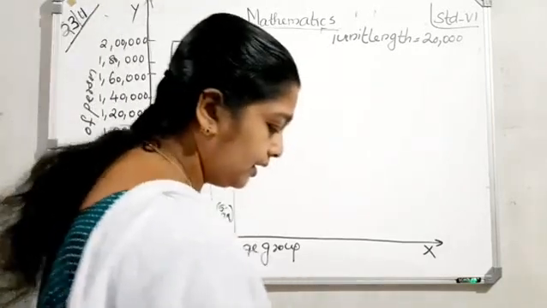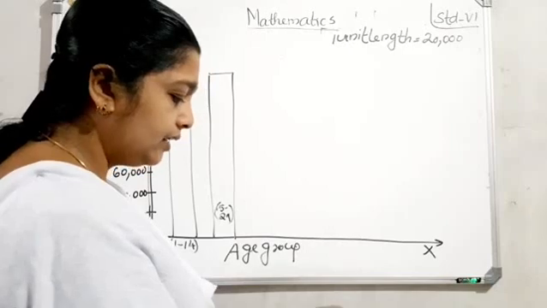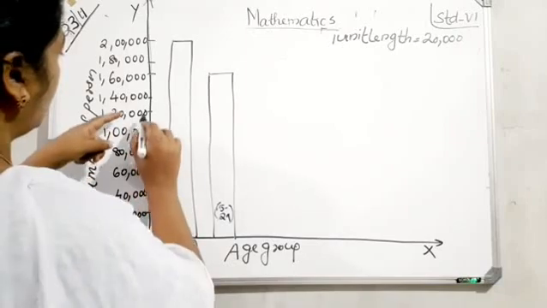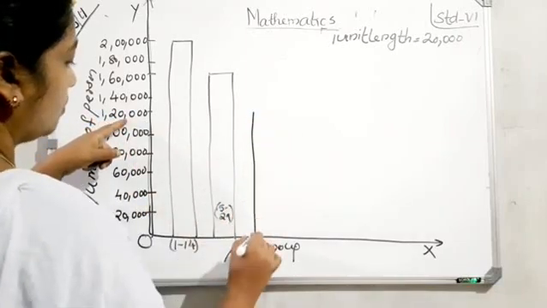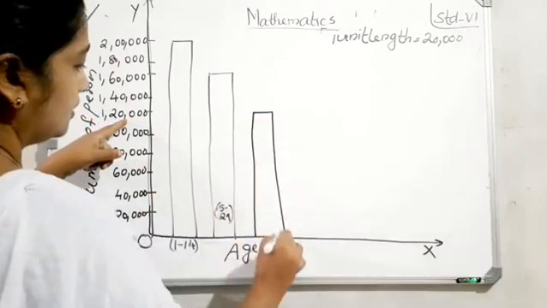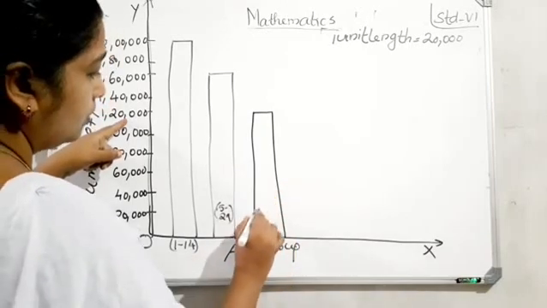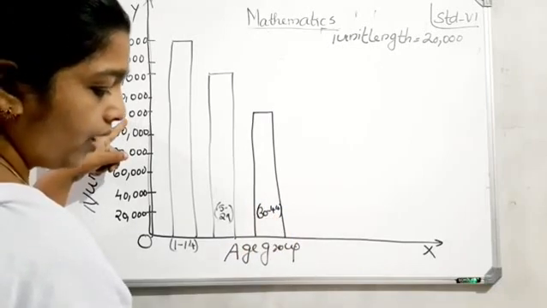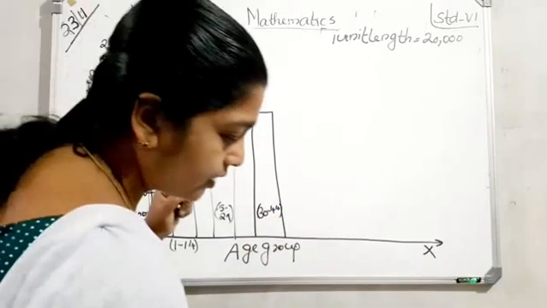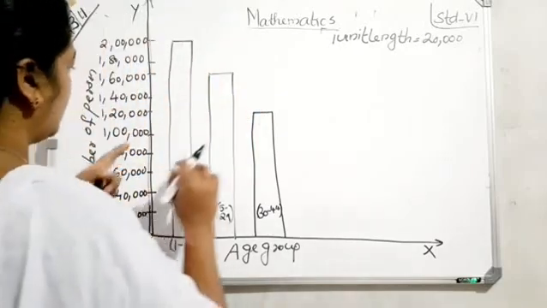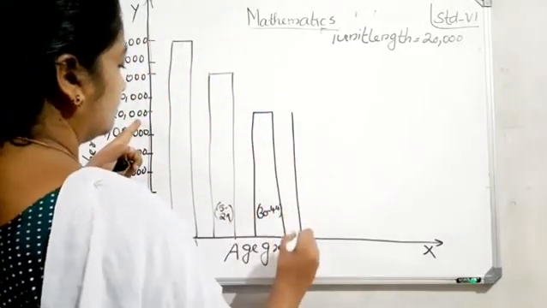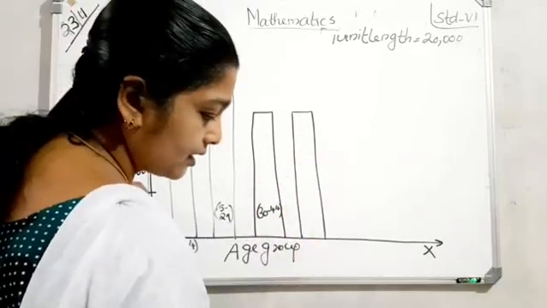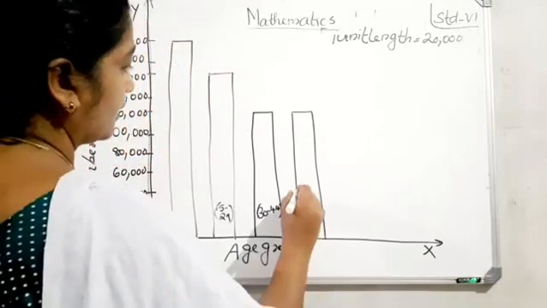Next one, 30 to 44, 1,20,000. Where is 1,20,000? 1,20,000 here. Yes, 1,20,000, that is 30 to 44. Next one, 1,20,000, that also is the same, 1,20,000. That is 45 to 59.